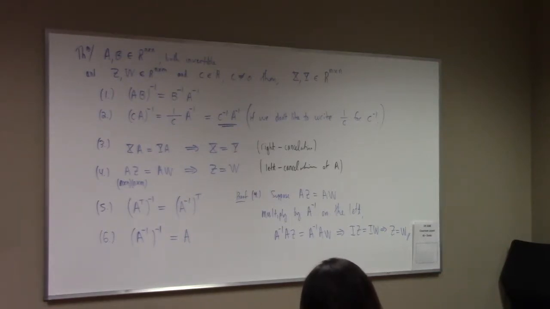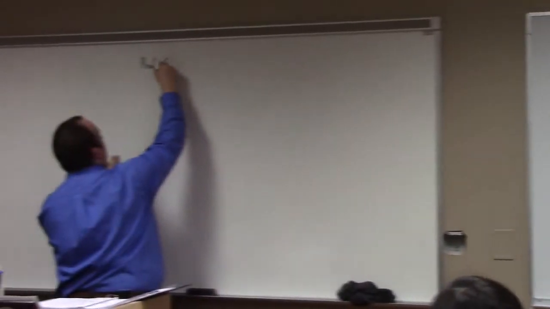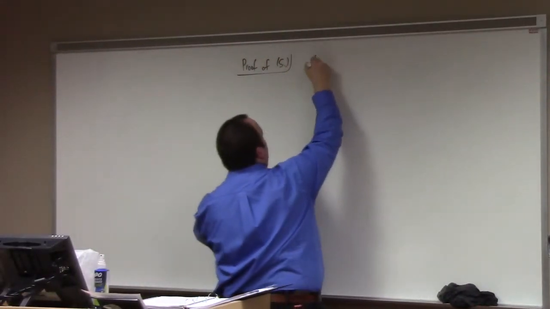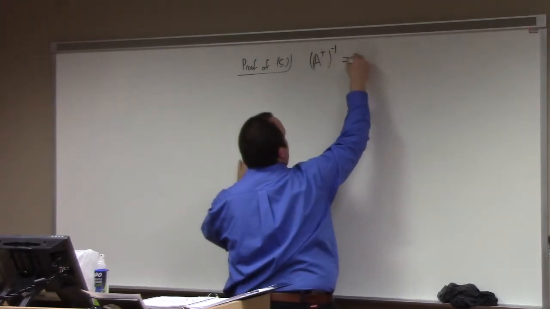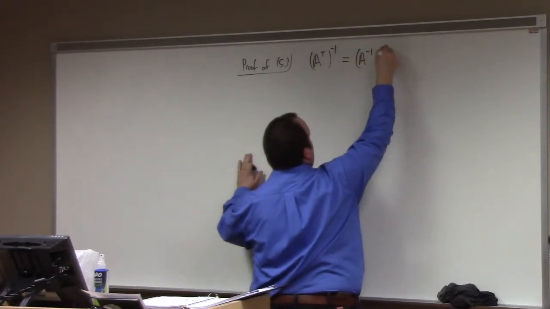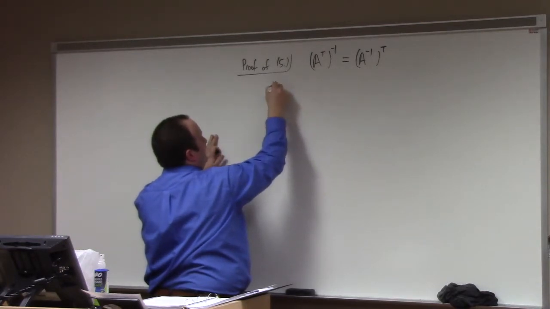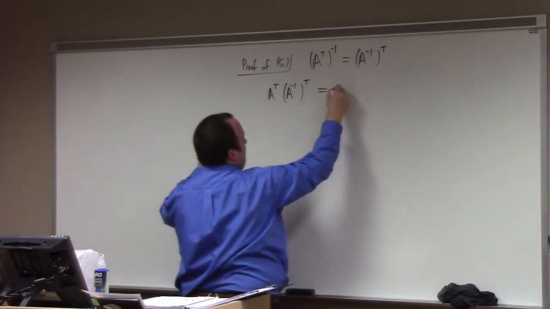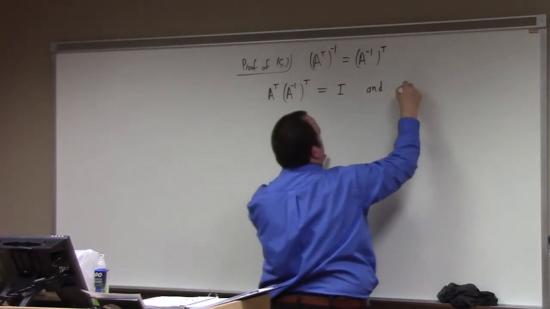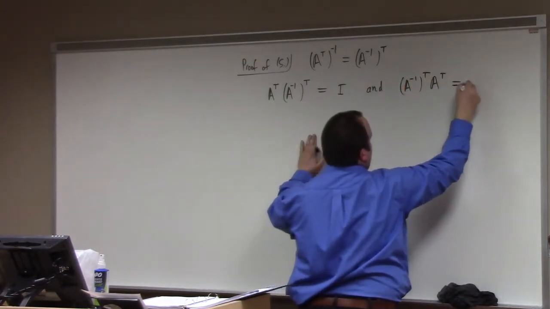I mean, we could look at the proof of 5 if you guys would like. Let me do that. So the claim is that A transpose inverse, right, is equal to A inverse transpose. So what do I need to do? My goal is to show that A transpose times A inverse transpose is equal to I, and A inverse transpose times A transpose is equal to I.